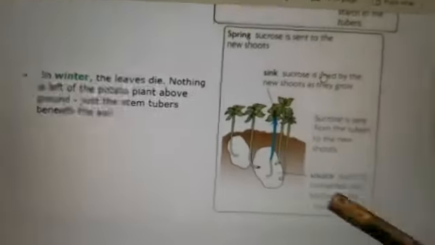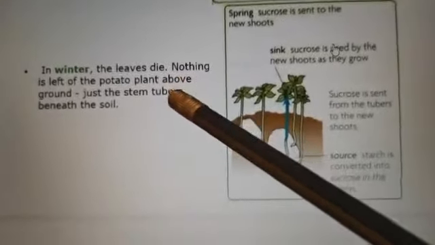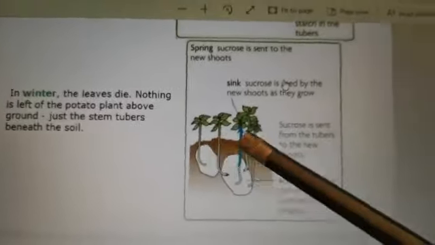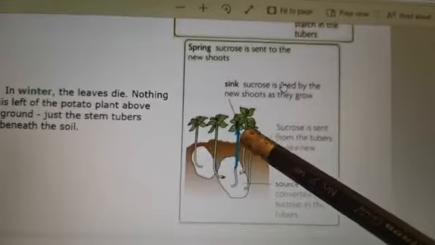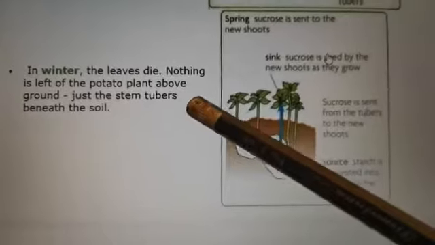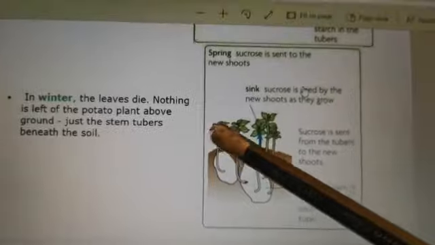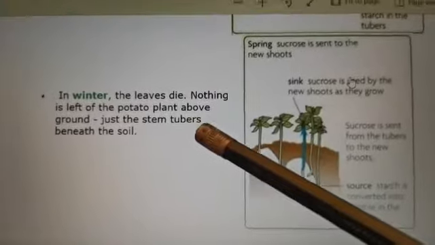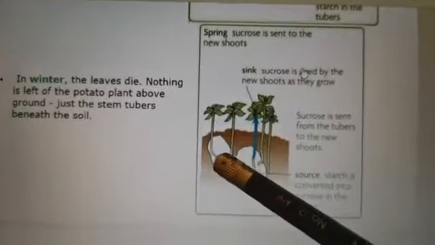And after summer what will happen? Winter will come, right? In the winter the leaves of the potato plant will die. You cannot see any leaf above the ground, only the tubers underground. The potato plants cannot survive in the winter, they cannot do photosynthesis or anything, so they will be dormant at that time.